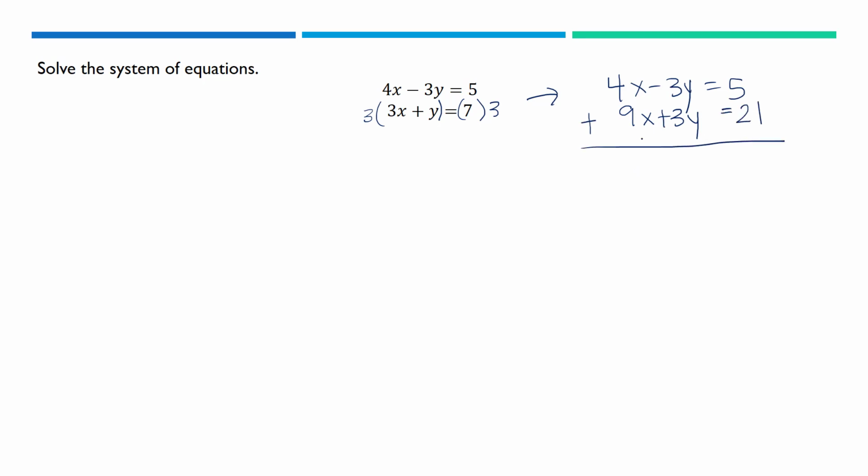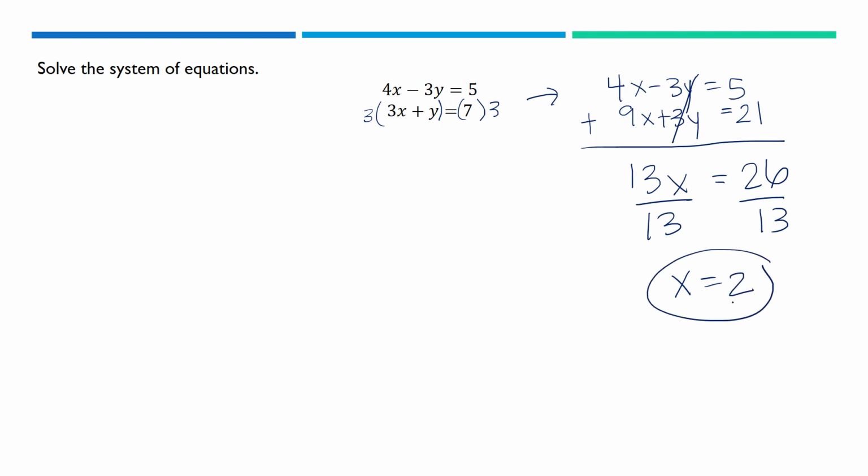Now when I go in here to add my two equations, 13x plus 0y, my y's are eliminated, equals 26, and I can solve for x. So it could be that we need to multiply one of the equations on both sides by something in order to be able to eliminate one of those variables.